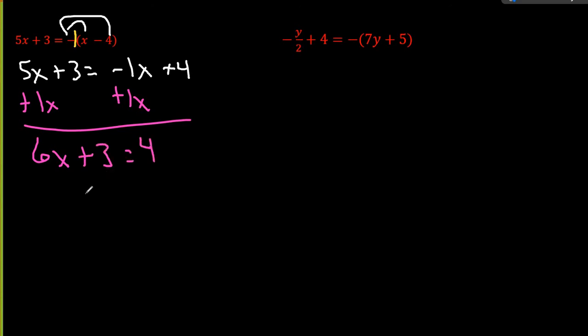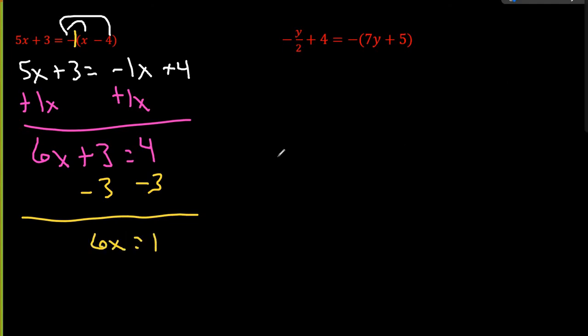Then I get rid of the stuff that's on the same side of the letter by not touching it. That'd be the positive 3, so the opposite is subtracting 3. 4 minus 3 is 1. That's going to equal 6x. And this time we divide by 6. And our answer actually will be x equals 1/6. And you should not try to change this to a decimal because the decimal goes on forever. But it is a rational number because it is a fraction.